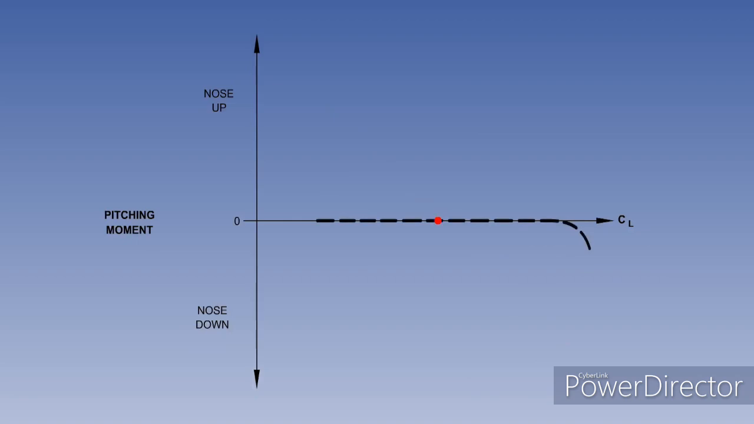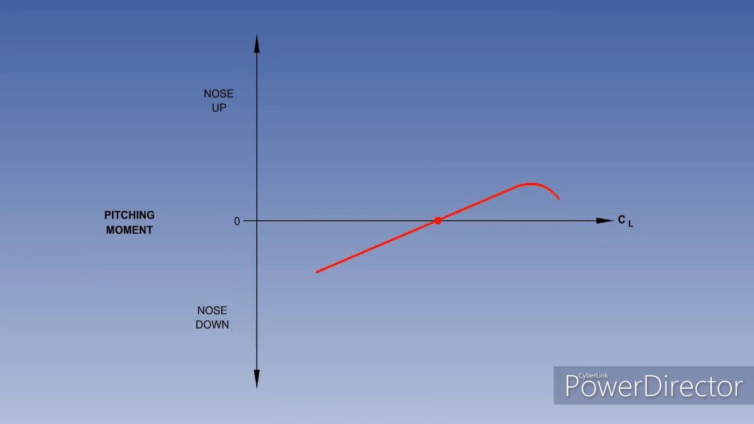What does this plot represent? An increase in angle of attack generates no pitching moment, nor does a decrease in angle of attack. This plot represents neutral longitudinal static stability.